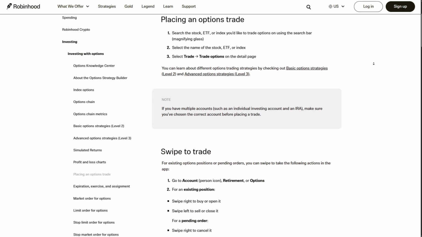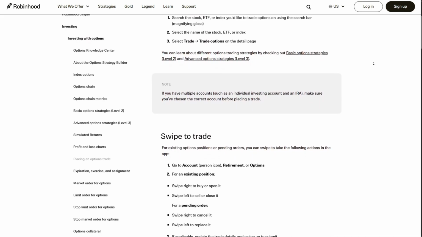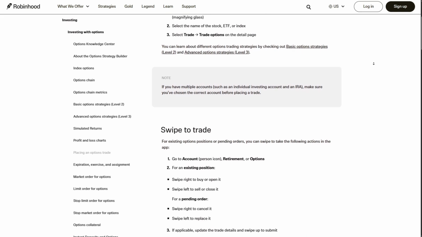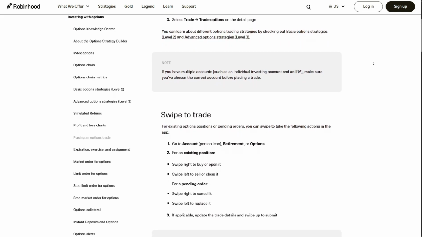Below that, you'll see different strike prices. Scroll up or down to explore them. On the right side, you'll see the premium, price, and the percent change. Pick the contract you want, then tap it to proceed.